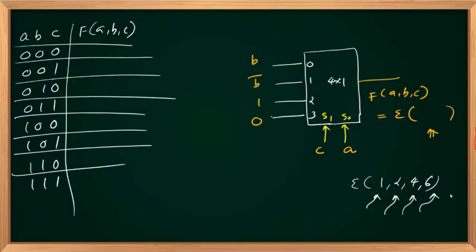Let us apply 000 first. 000 implies both A and C are zeros, so I0 will be selected. I0 equals B, so F will be the same as my B input. So that is 0.